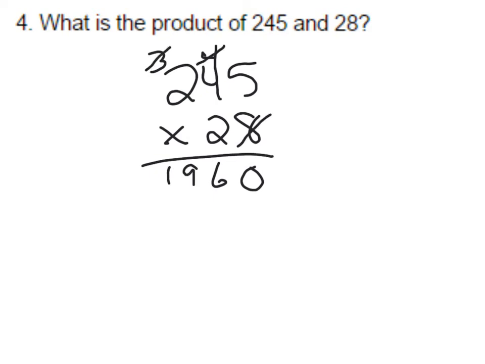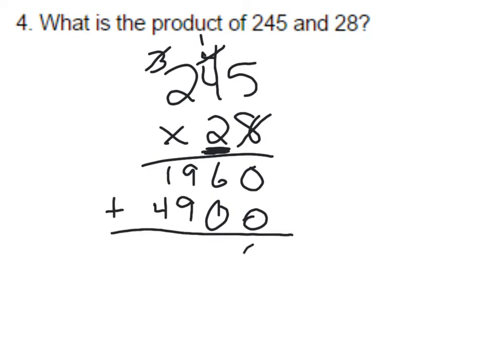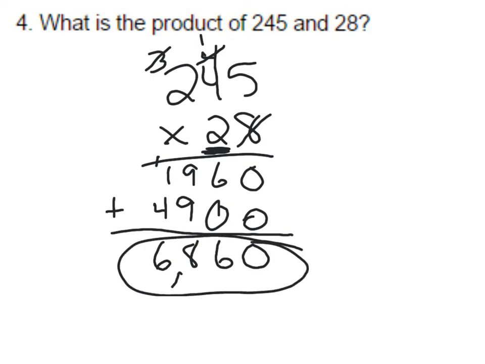I can cross off my regrouping and cross off my ones place because I'm moving to the tens place, which means I have to drop down a 0 as a place marker. 2 times 5 is 10, carry my 1. 2 times 4 is 8, plus 1 more is 9. And 2 times 2 is 4. So I have my second partial product. Now if I add them up, I get 0, 6, 18, carry my 1, 4, 5, 6. So I get 6,860 for my product, because remember, product means to multiply.